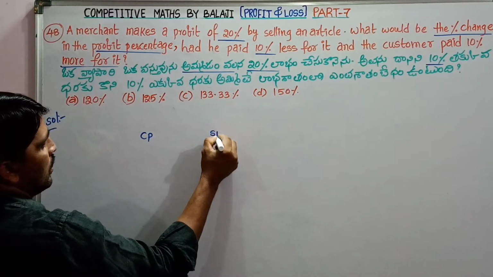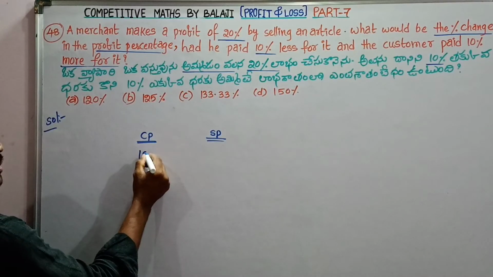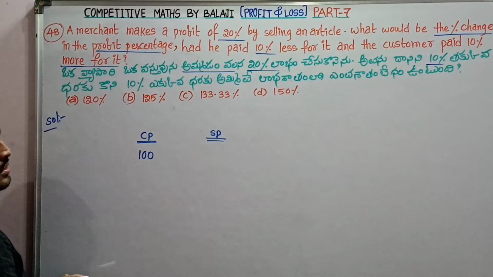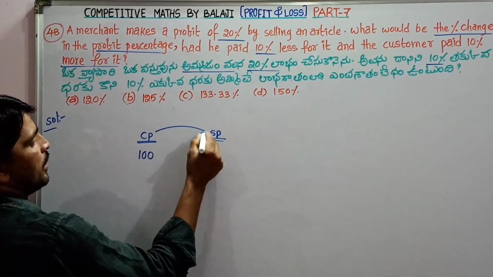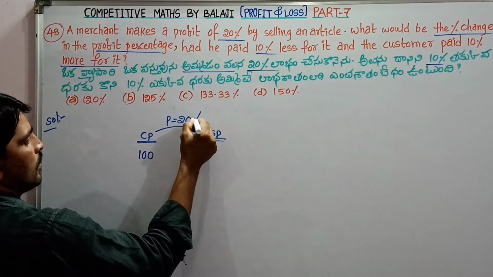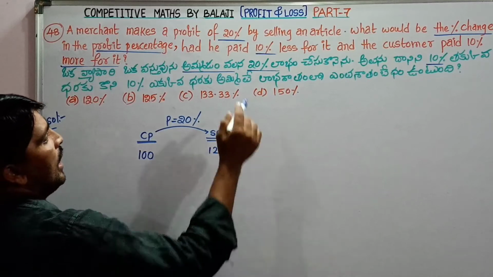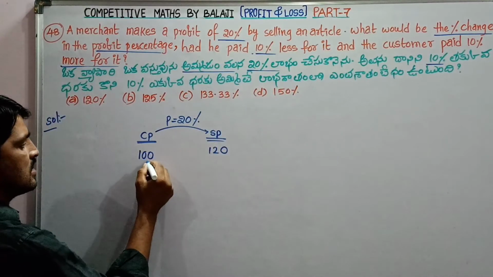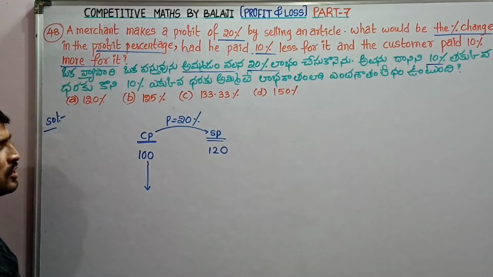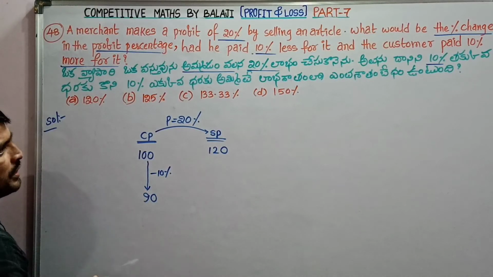CP, SP. Let us suppose CP is 100 units or 100 rupees. Then there is a profit, the initial profit is 20%. Yes, so SP becomes 120. And had he paid 10% less, CP is decreased by 10%, then the new CP becomes 90 units.